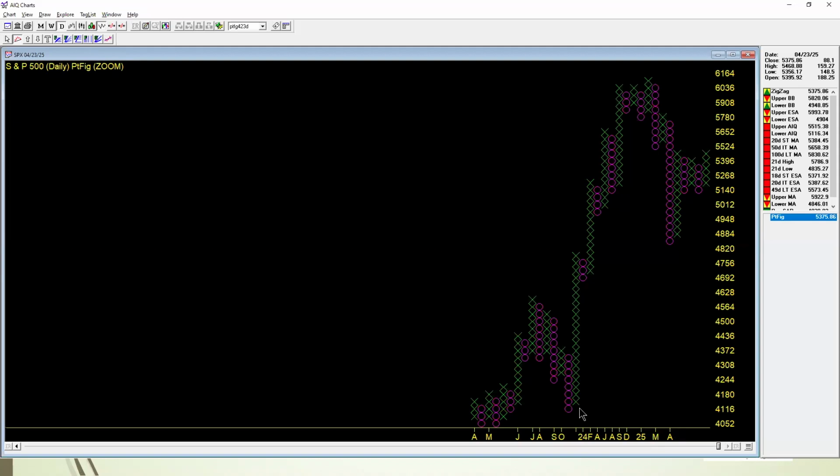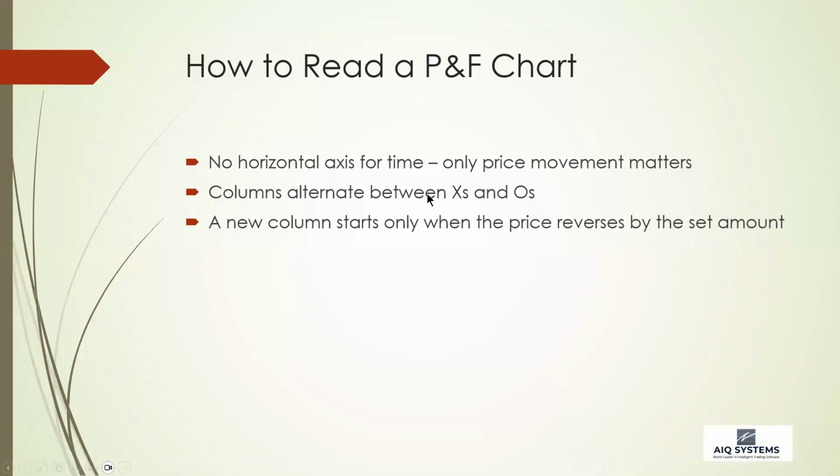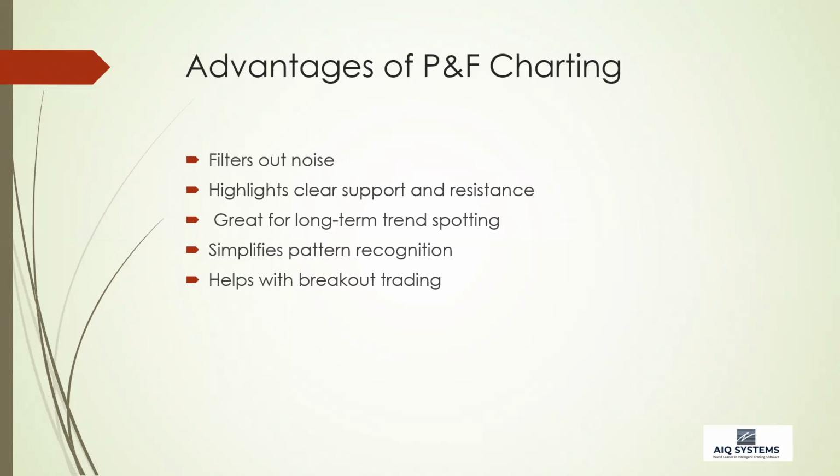I love when you see these columns of X's here. Price has just been going up during this whole bullish phase in 2024 on the S&P 500. So that's what you see when the price chart does that. There's no horizontal axis for time, only the price movements. And again, we go from X's to O's, and O's to X's. A new column starts when it reverses by that set amount. So the settings we'll look at in a little while as well, so you can see how that works.